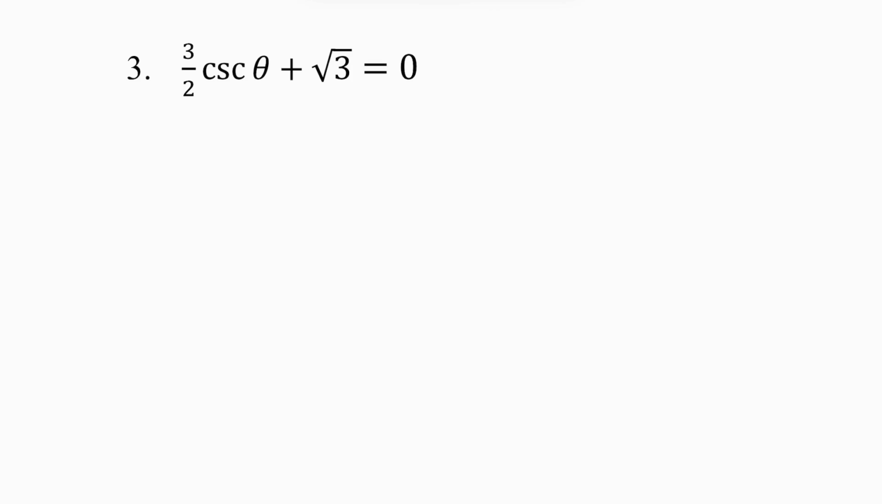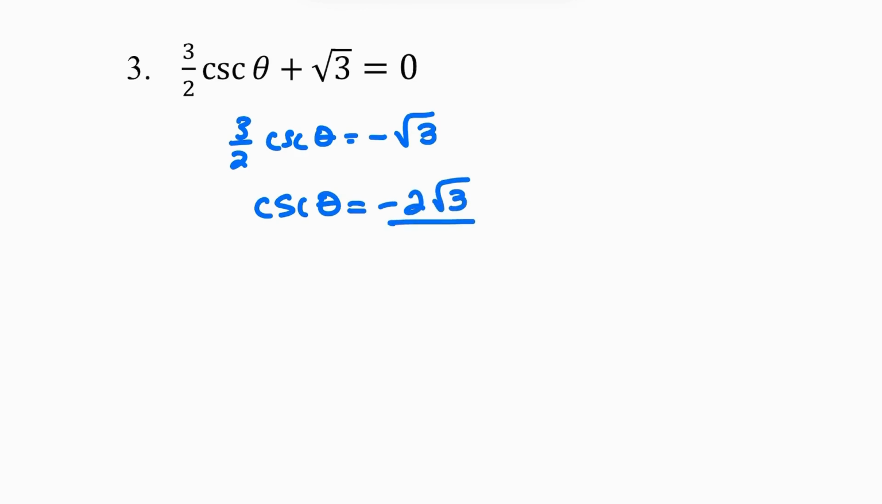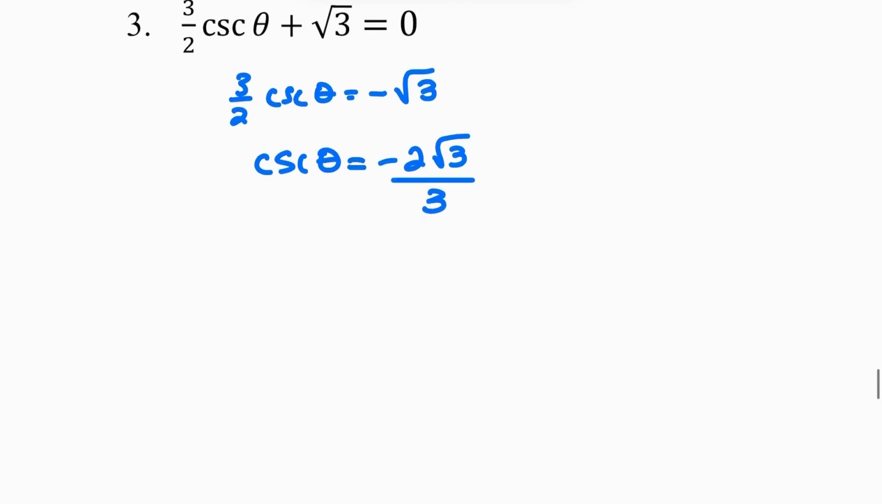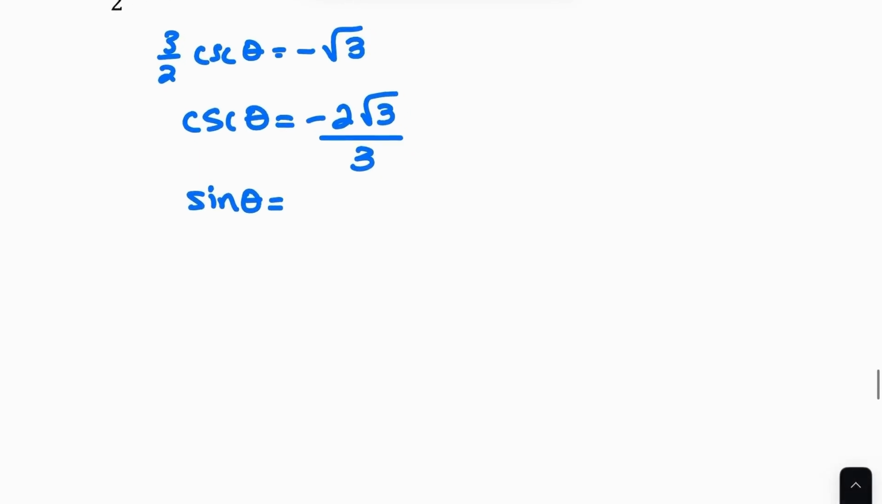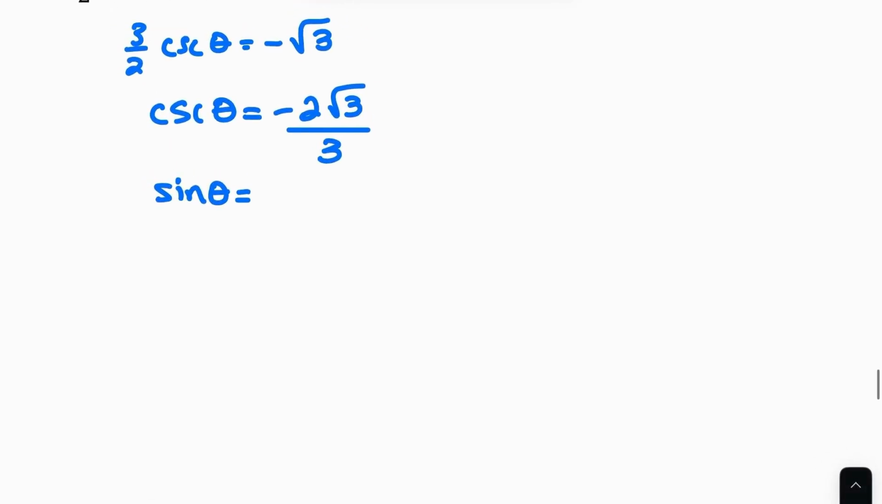This next problem is very similar to the last problem. I'm going to subtract the root 3 on both sides, multiply both sides by the reciprocal of 3 halves, which is 2/3. So you end up getting negative 2 root 3 over 3. Which again, you can inverse cosecant both sides, but something that everybody should know is if I do the reciprocal of this, the reciprocal of negative 2 root 3 over 3 ends up being negative root 3 over 2.